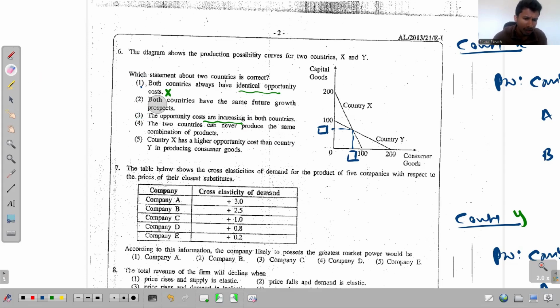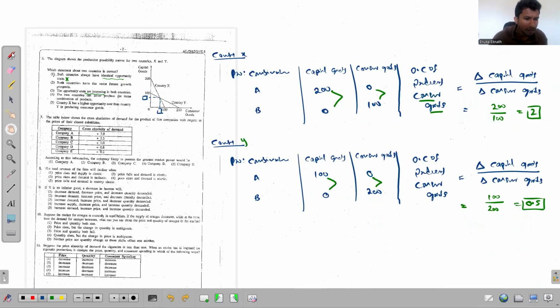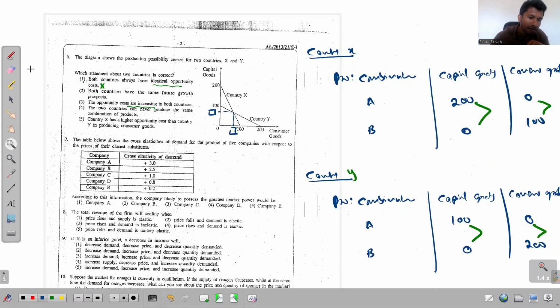And the fifth one, country X has a higher opportunity cost than country Y in producing consumer goods. Let's look at the table. What do they say? Country X has a higher opportunity cost than country Y in producing consumer goods. So we have calculated that thing, the opportunity cost of producing this consumer good. And if you look at that value in country X, that's just 2, which is higher than the value in country Y, which is 0.5. So the answer for this question is the fifth one.